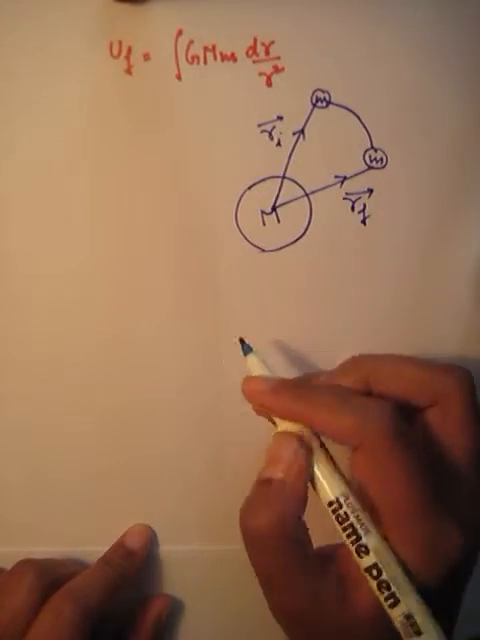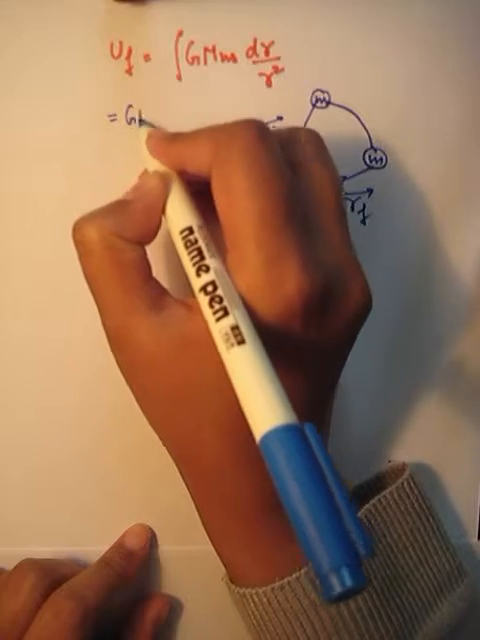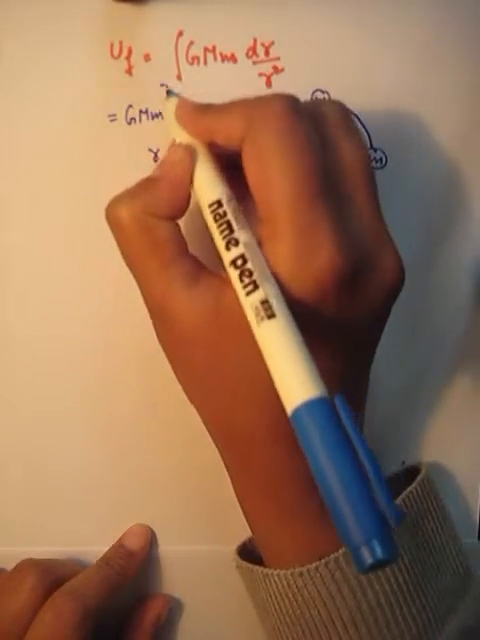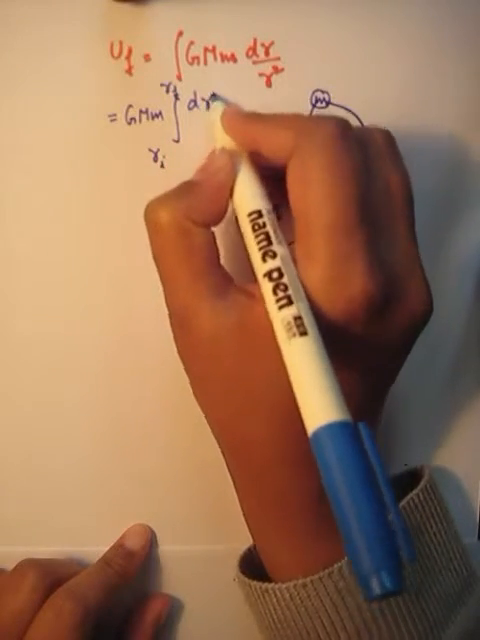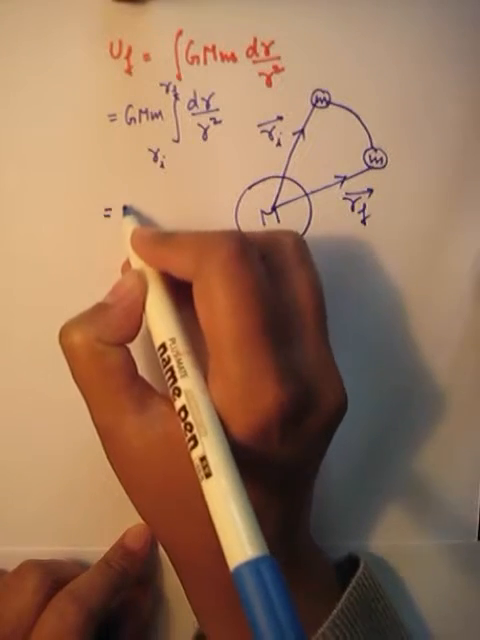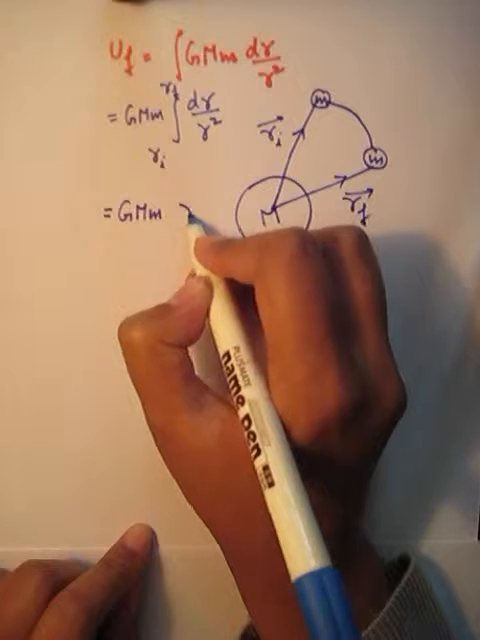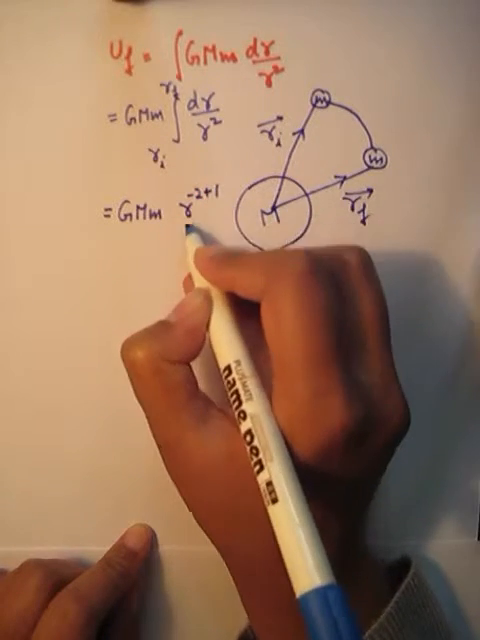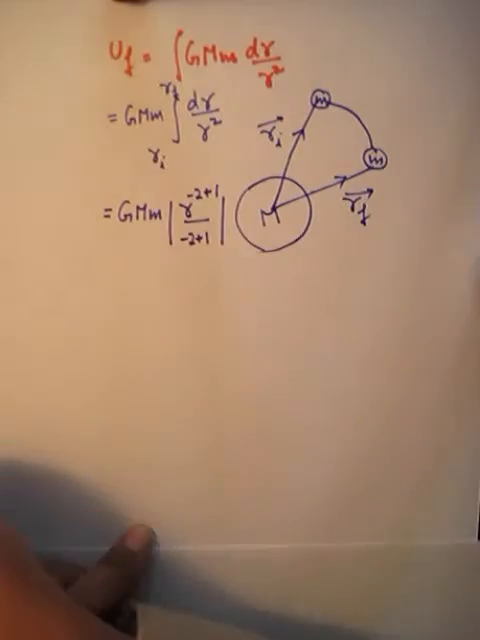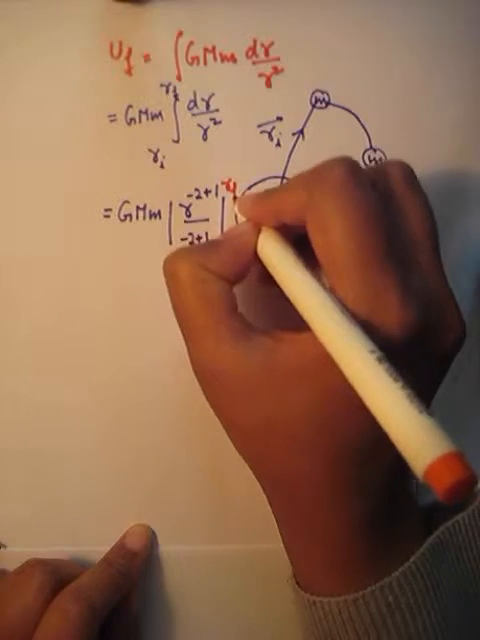rf vector. So in this integration, we can take G capital M small m outside and put the limits of integration from ri to rf and integrate dr upon r square. This would turn out to be G capital M small m times r to the power minus 2 plus 1 divided by minus 2 plus 1, integrating from ri to rf.